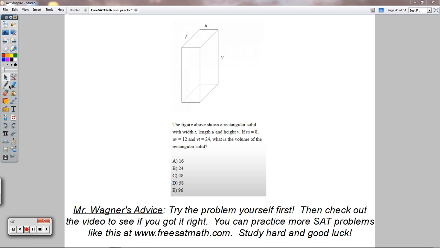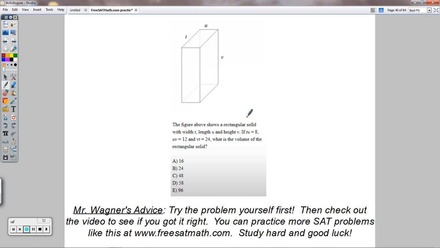Time for our 40th question on our SAT practice list here on Wagner Academy. It says the figure above shows the rectangular solid. So in other words, a rectangular prism with width t, length u, and height v. So we see that in the picture up here.